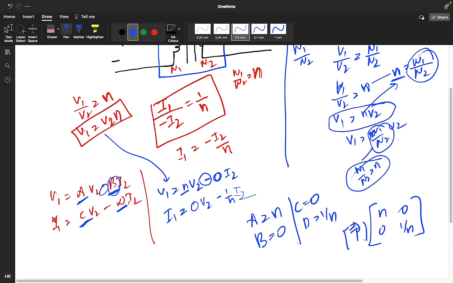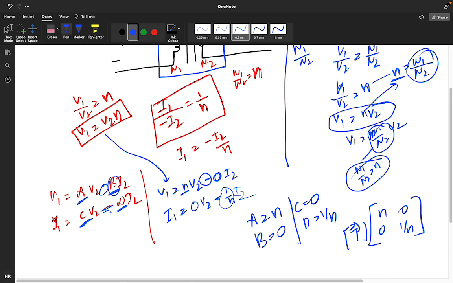Vaishnavi, you understood? Sir, I think that is minus 1 by N. See, Vaishnavi, in the general equation it's minus D, no? Here also the minus sign is there. Yes, sir. So that's why we have to take the D part only, so we ignore the minus sign. Right? Okay, sir.